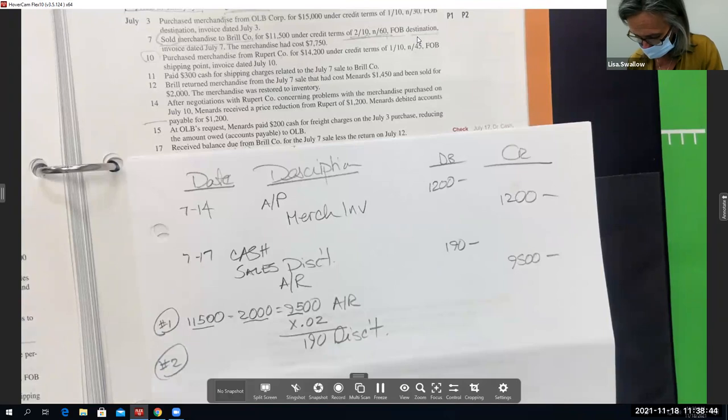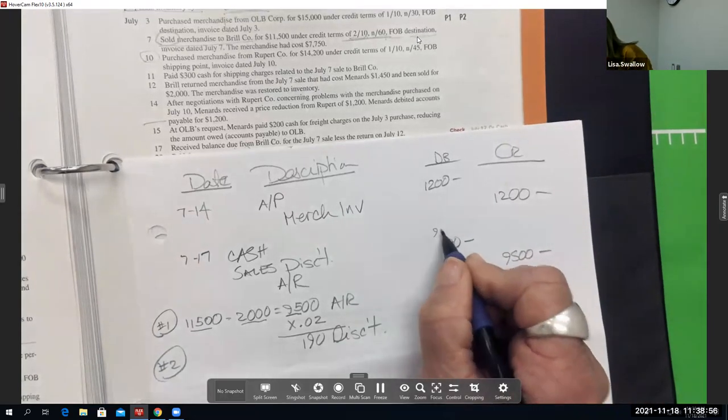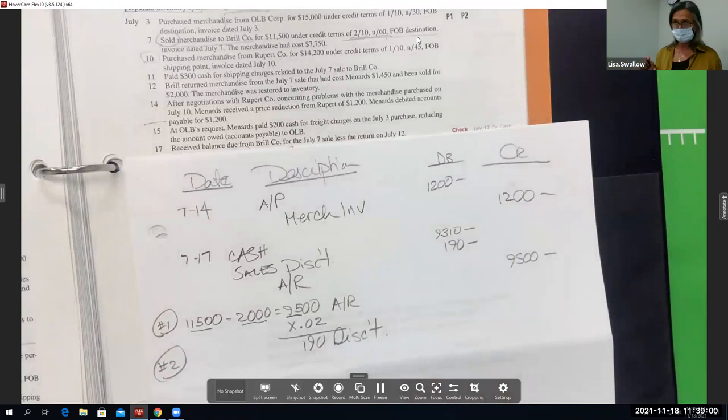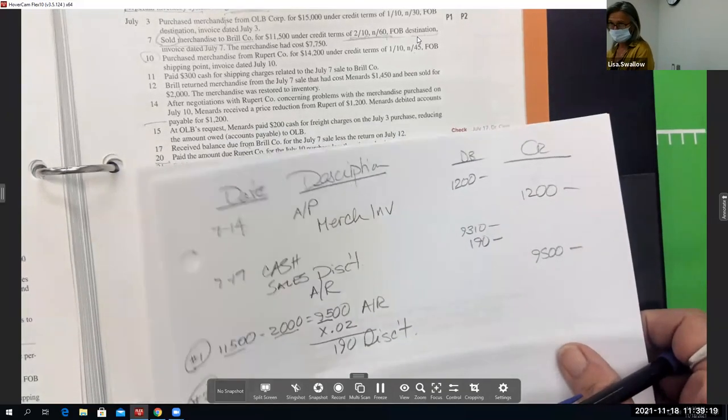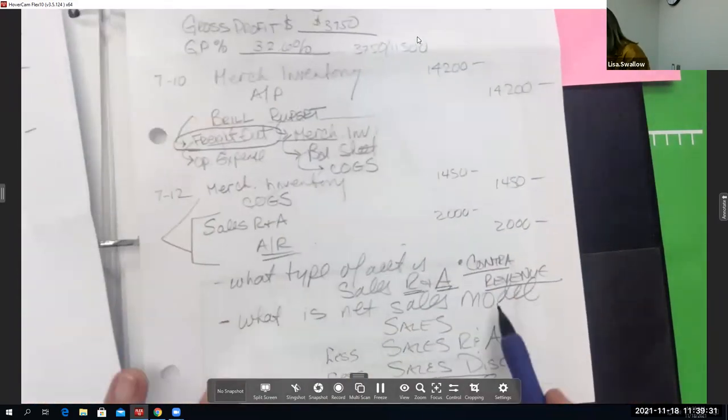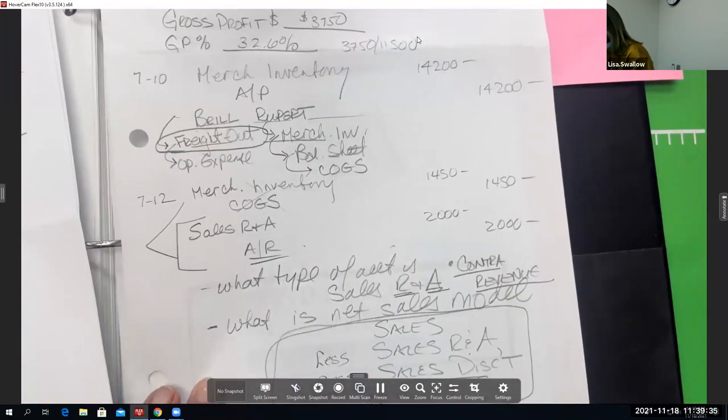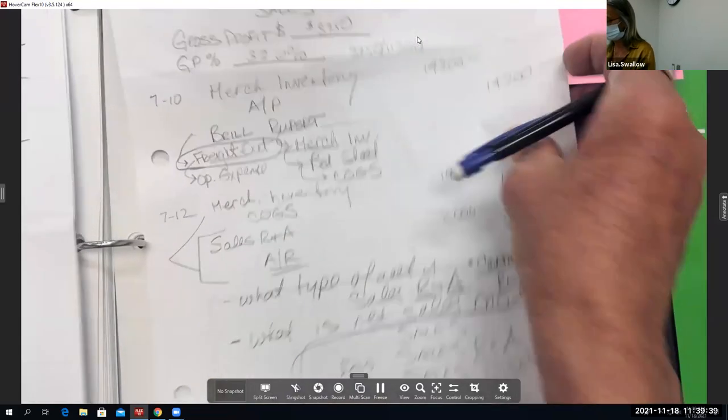Does anybody have issues with any of that? So just to be clear, you've got to get the entire AR off. Now, let's just stop right here and do a little mini. So we've made these journal entries. I want you to do a little mini sales model based on the journal entries you've just made.